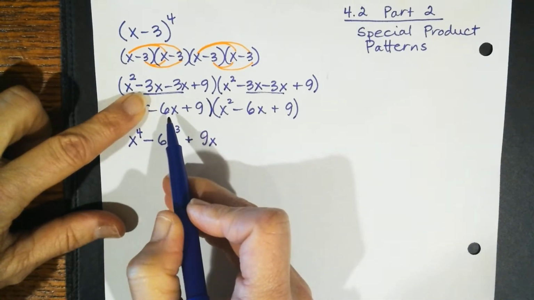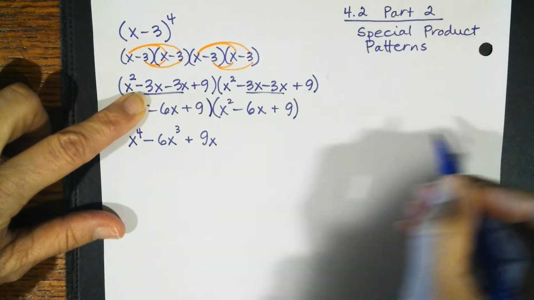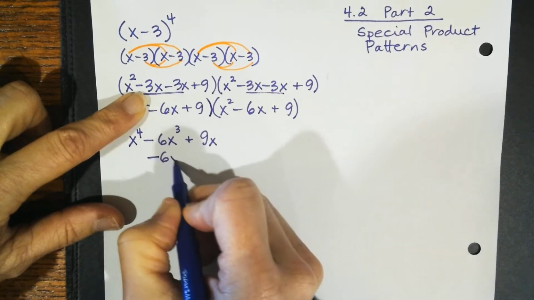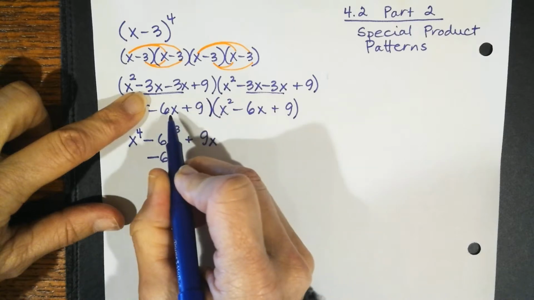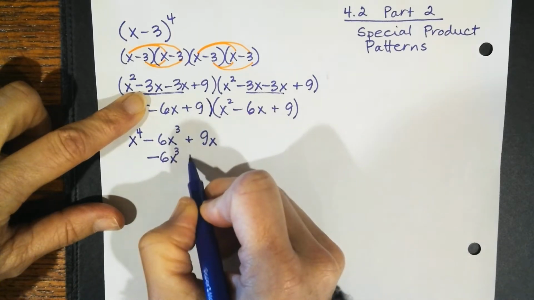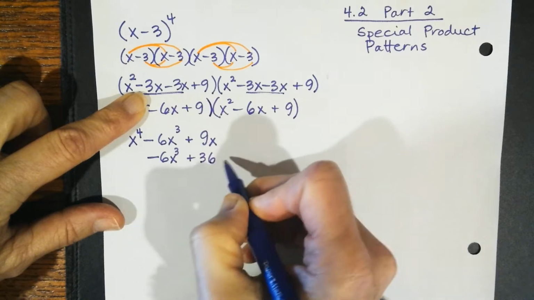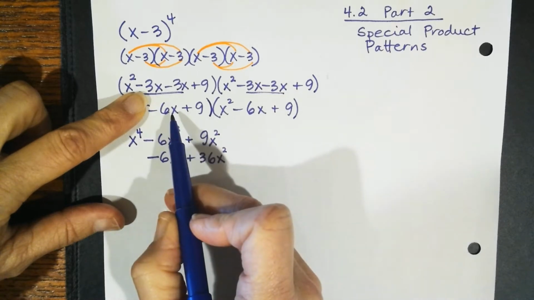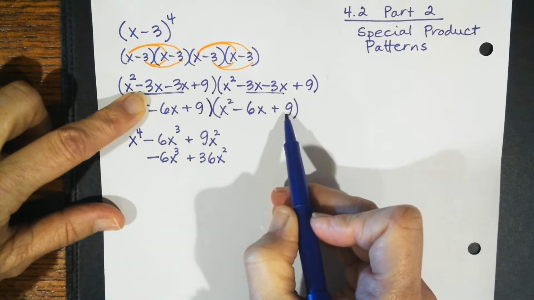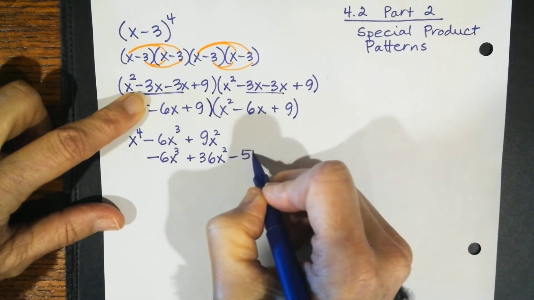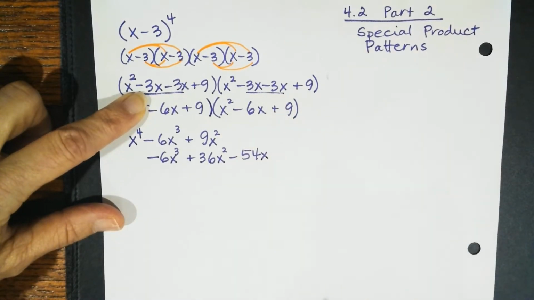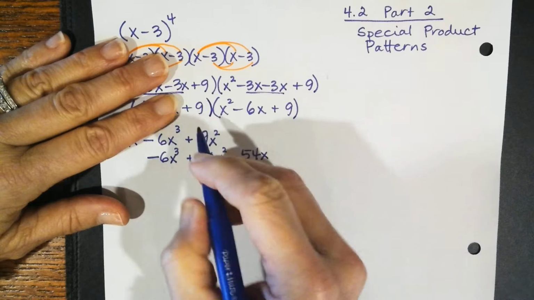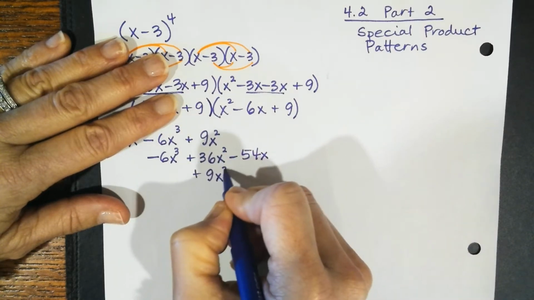Now I'm also going to draw it a little differently than I normally do. Instead of one big line, I'm going to do minus 6x times x squared, and I'm going to put it here because that gives me a minus 6x cubed. Minus 6x times minus 6x is going to be plus 36x squared. And then minus 6x times a positive 9 is minus 54x. Then I'm going to move over to the 9. So 9x squared, and now I'm going to put it down here so that, as you can see, they're all going to line up this way.